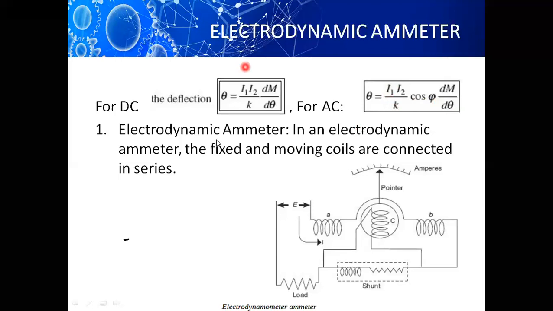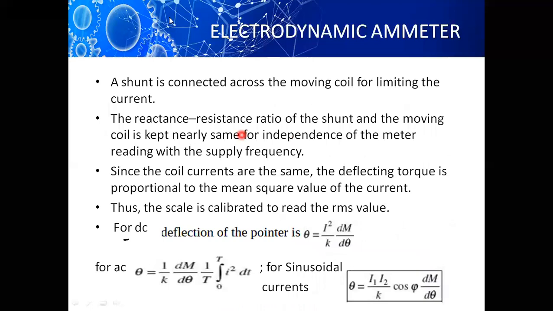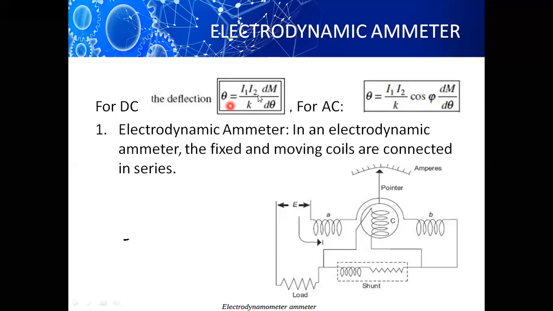Now let us see our dynamometer type instrument, how it works as an ammeter. When we have thoroughly seen the construction of the dynamometer type and how the deflection torque is produced and how the angle of deflection is for DC and for AC, let us directly check the connection for the dynamometer type instrument, how it works as an ammeter.